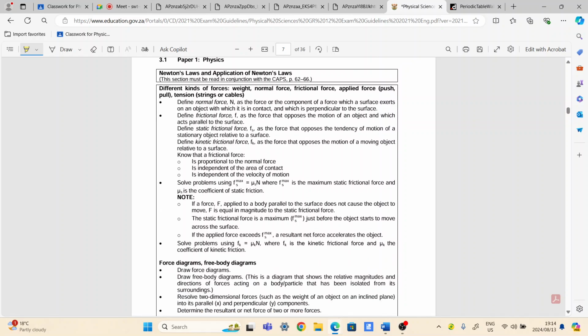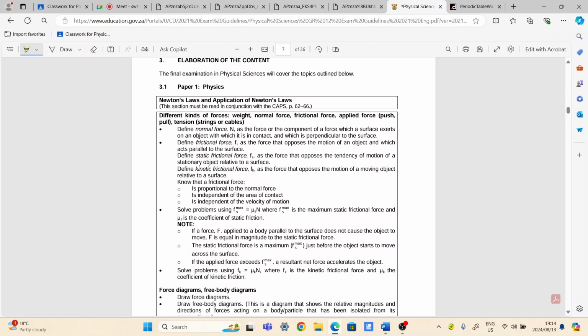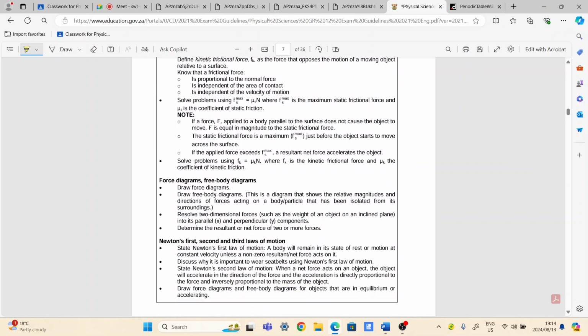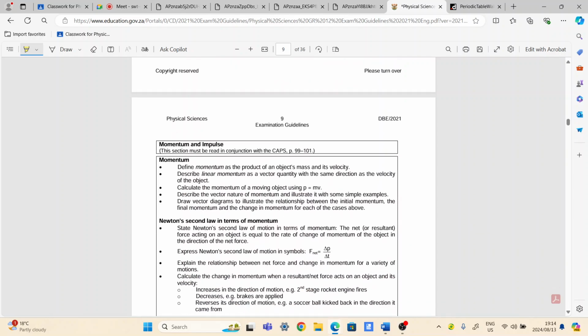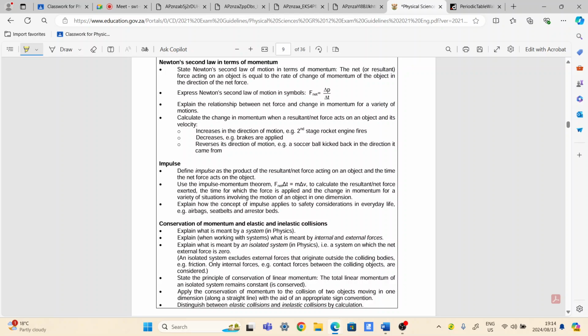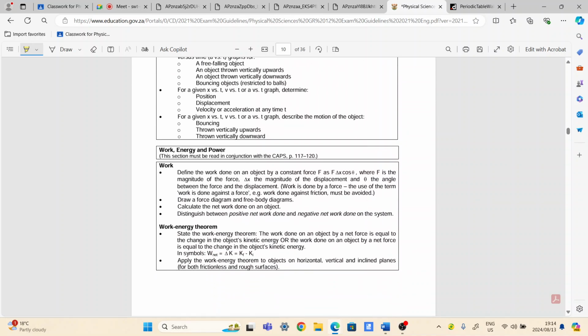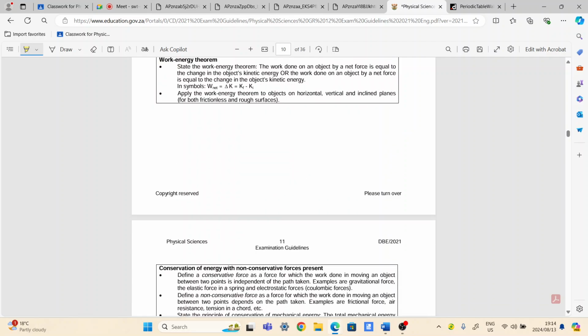Here's the breakdown of paper 1 and paper 2. This breakdown is quite comprehensive, so if you want a summary of the content, go through this. So here's Newton's laws, right? If you keep going down, there's more Newton's laws there. There's momentum and impulse, which is another thing that's quite important. This is still under mechanics. Vertical projectile motion, that's also mechanics. Work, energy, power as well.